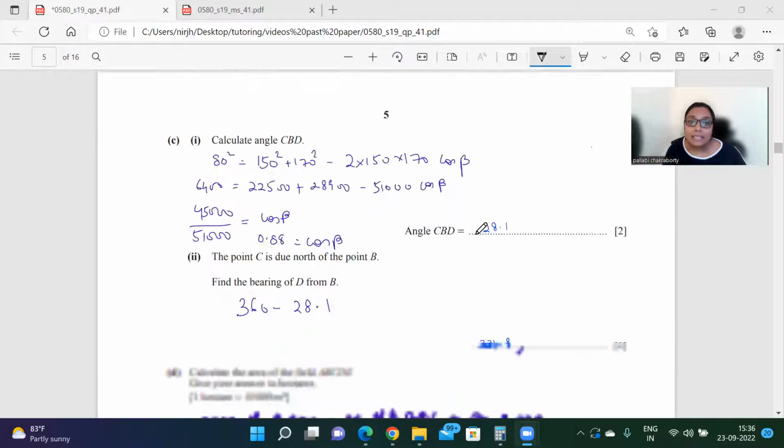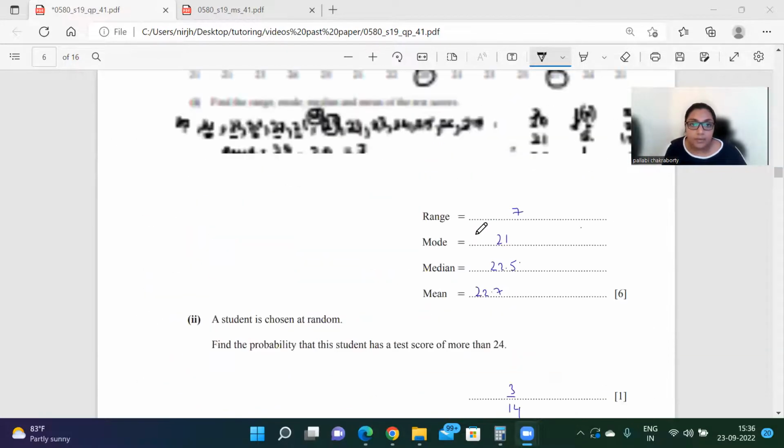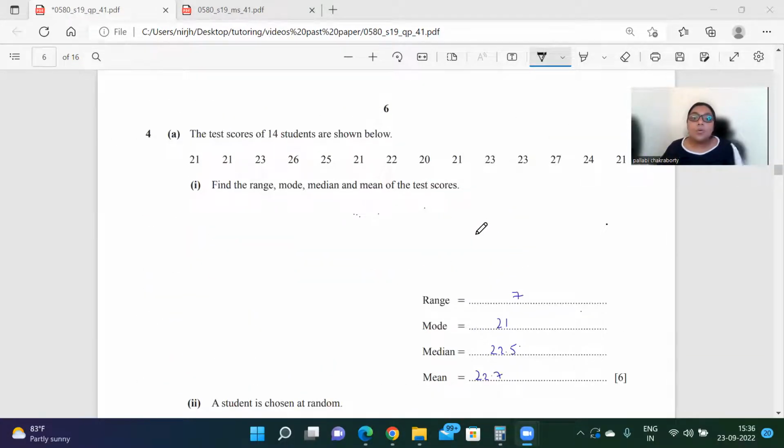This is a statistics question. As you can see, the test scores of 14 students are shown below. These are the test scores which are given. Find the range, mode, median, and mean of the test scores. So let's start with the range.